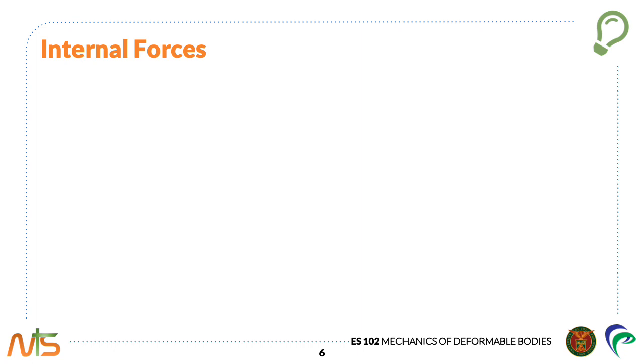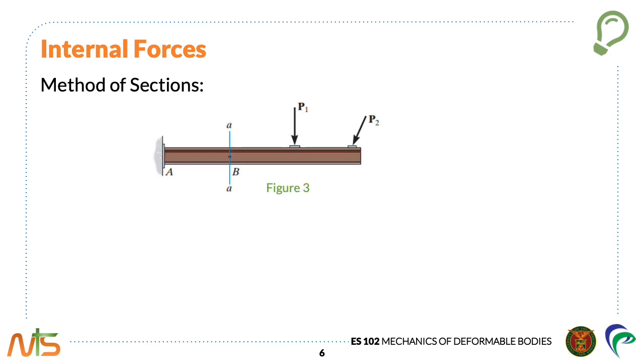Internal loadings such as forces and moments can be determined using the method of sections. To illustrate this method, consider the cantilever beam in Figure 3. Recall in ES 101, you are required to determine the support reactions at A. Since this is a cantilever beam, we have three reactions at the fixed support. We have AX, AY, and MA. You can determine these reactions using the three equilibrium equations as discussed in ES 101.